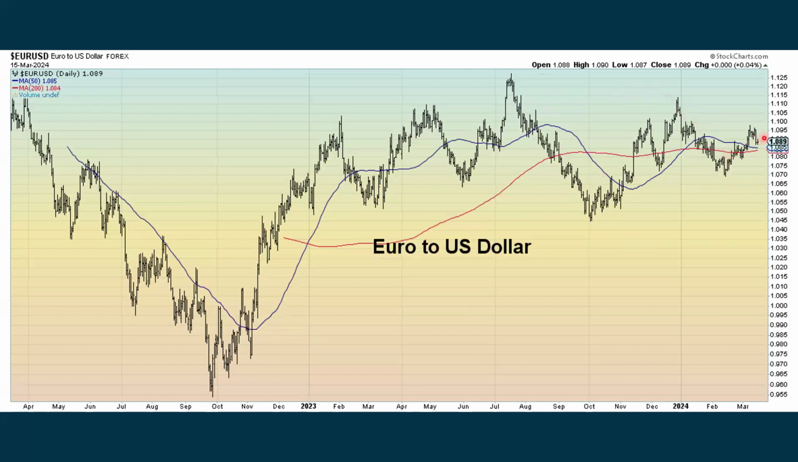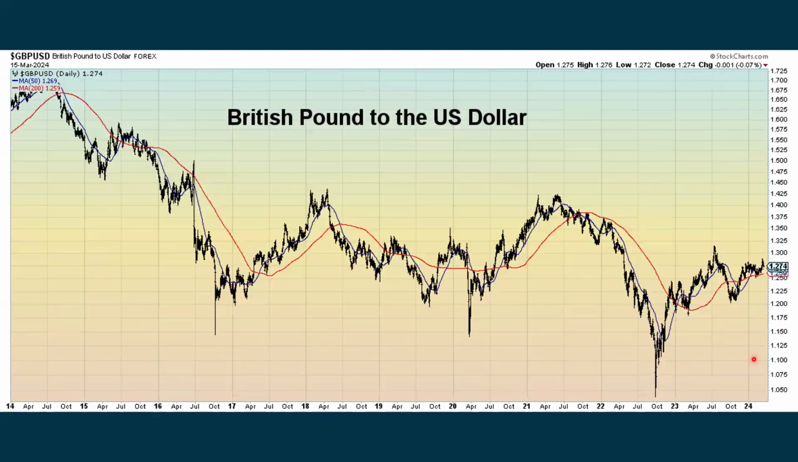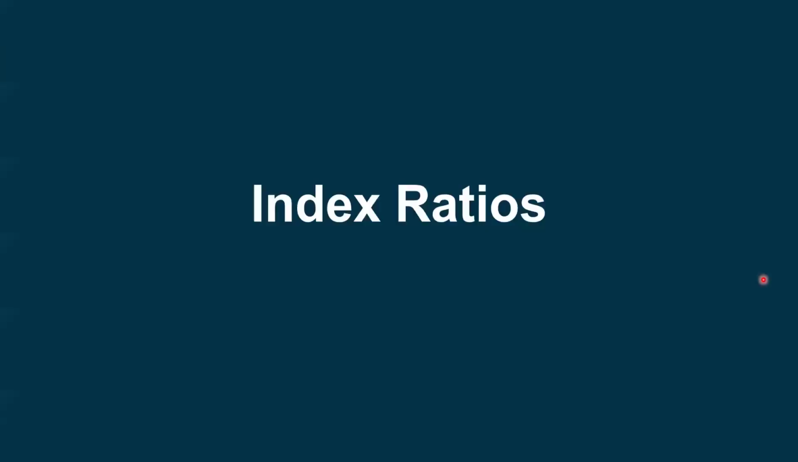This is the euro, where it's still in a weakening uptrend when you compare it to the US dollar. And then we look at the Japanese yen, which is in a pretty solid downtrend compared to the US dollar. It was seeing a bit of a bounce, but now starting to go back down. The British pound is still in an uptrend compared to the US dollar, and it was spiking out a little bit, and now it's starting to come back down.